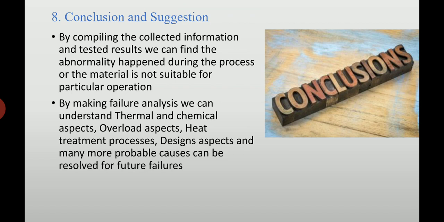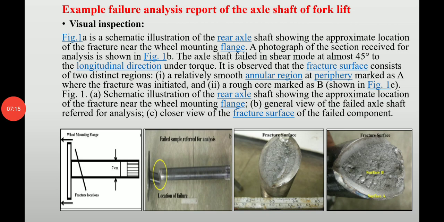Conclusion and suggestions. By compiling the collected information and tested results, we can find the abnormality that happened during the process, or whether the material is not suitable for the particular operation. Here is one example taken for failure analysis, which was reported for the axle shaft of a forklift, which is used widely in industries.